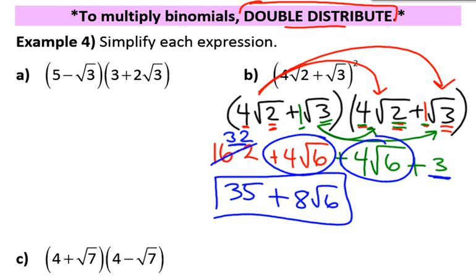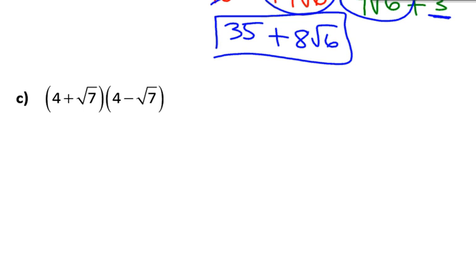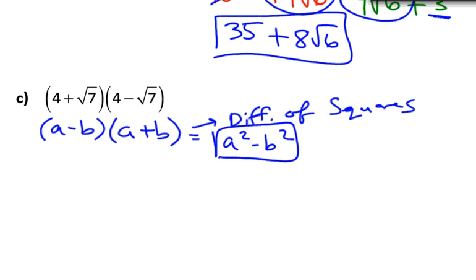All right, last one, so part C. Now, part C, I want you to notice something. Do y'all remember this? A minus B times A plus B. Hopefully you remember that as being a difference of squares. So remember, A minus B times A plus B is A squared minus B squared. Okay, so that was a difference of squares. So what you're given here is basically that format of A plus B times A minus B, where A is 4 and B is the square root of 7.